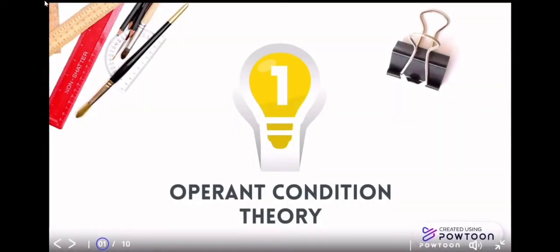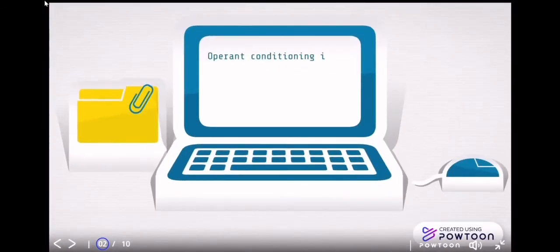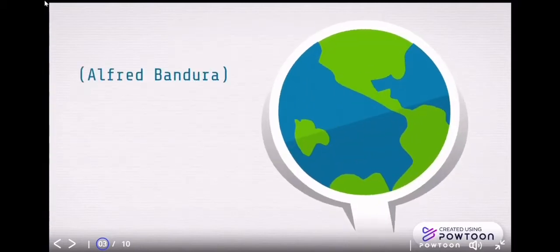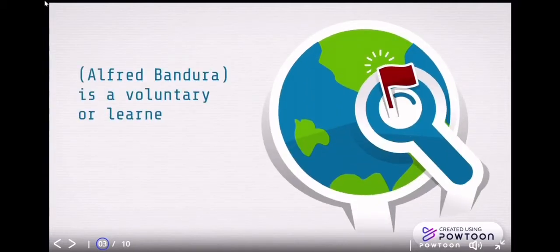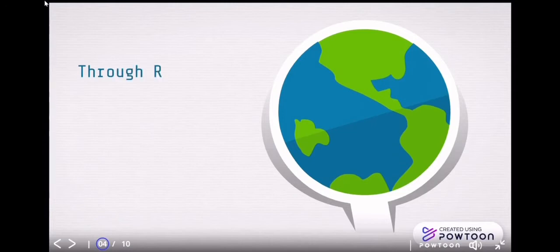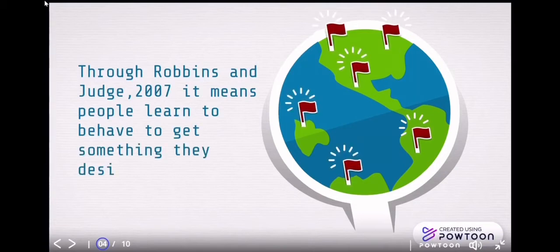Hello guys, so now I'm going to explain operant conditioning theory. Basically, operant conditioning is a method of learning that occurs through rewards and punishments for behavior. In Alfred Bandura's view, operant conditioning is a voluntary or learned behavior in contrast to reflexive or unlearned behavior. In the meantime, according to Robbins and Judge, it means people learn to behave to get something that they desire or to avoid something that they don't want.